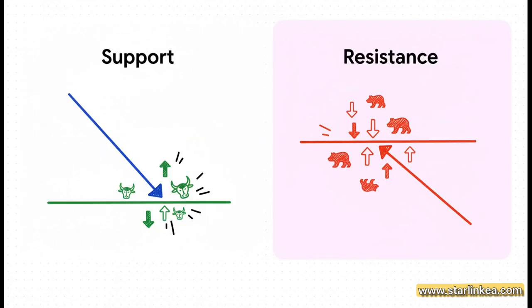Now this is the really cool part, because it's all about psychology. These levels aren't magical, they are basically areas of collective market memory. Support is a price where a ton of buyers remember thinking, hey, that was a good deal. So they step in and buy again, and that stops the fall. Resistance is the total opposite. Sellers remember it as a great place to take profits, so they sell, and that pushes the price back down. It's just this constant battle.